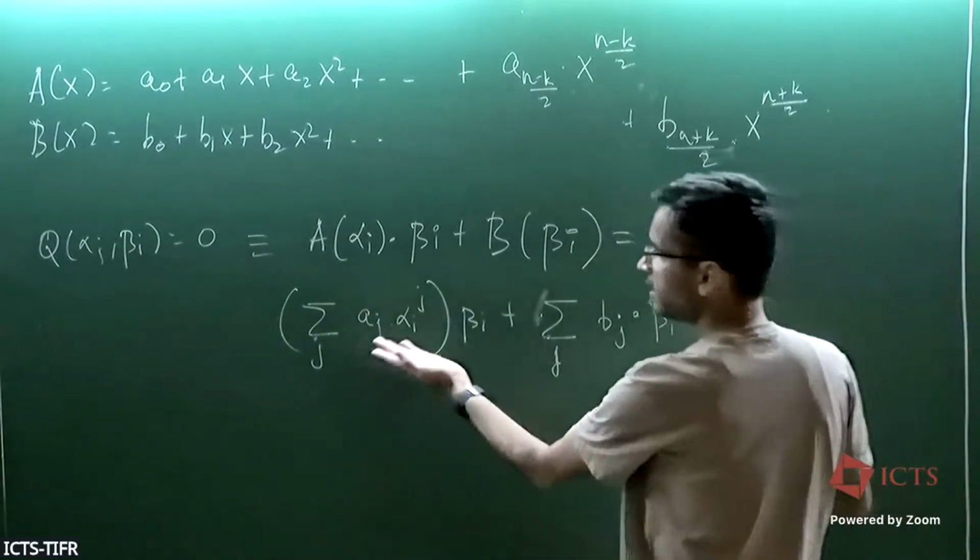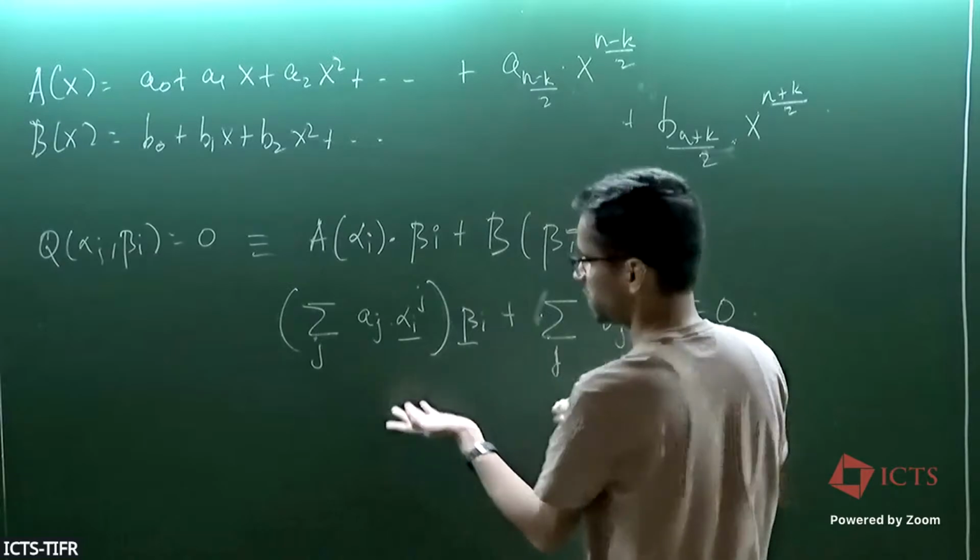But this is linear, and the knowns here are the alphas and betas. Alphas and betas are known to us.